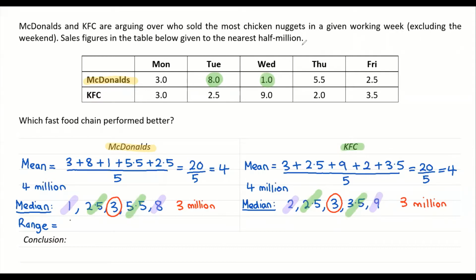So in other words, McDonald's sales figures, sorry, beg your pardon, that's jumped ahead of myself there. 8 subtract 1, which is 7. So McDonald's sales figures are spread over 7 million, between 1 million and 8 million. So it's got a spread of 7 million. Hope that makes sense. Got a bit tongue-tied there. So the range is 7 million. So we'll just write that in.